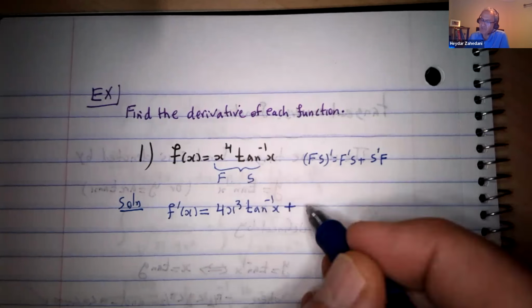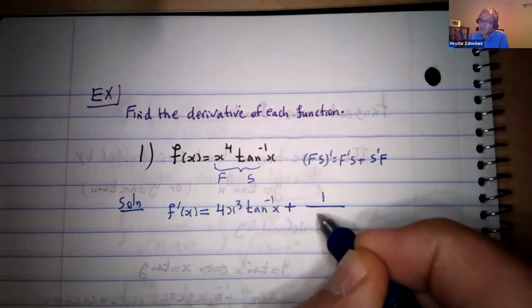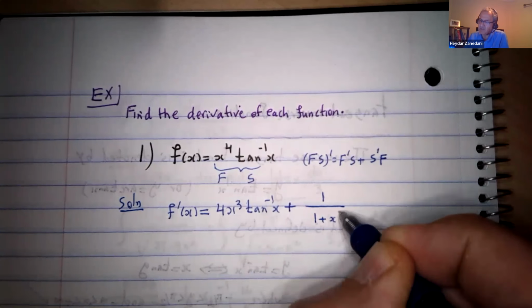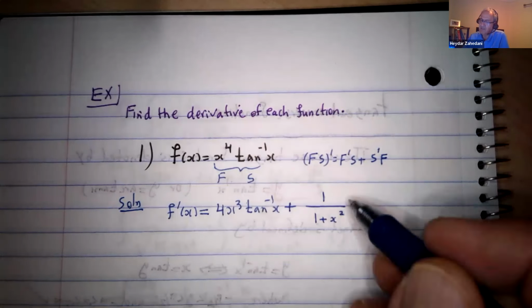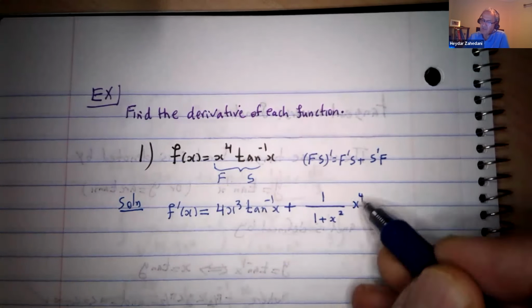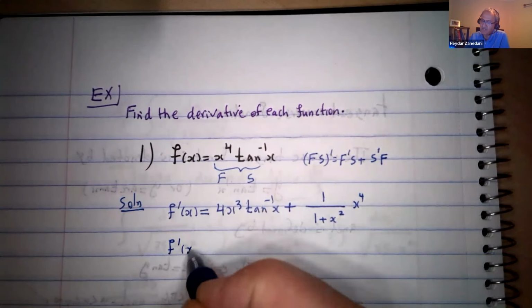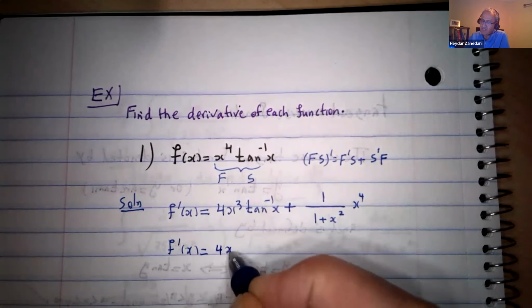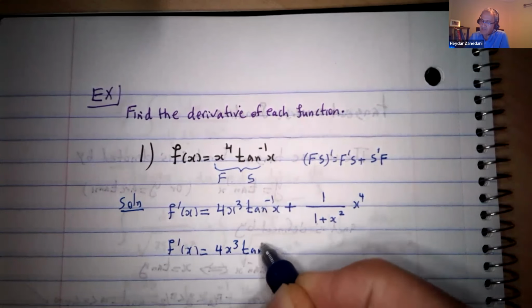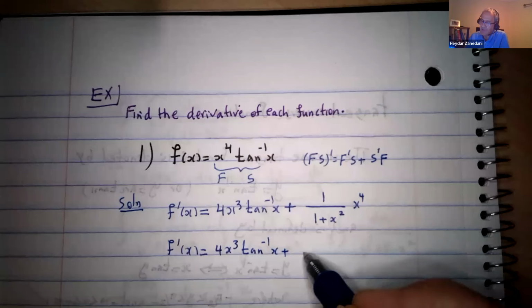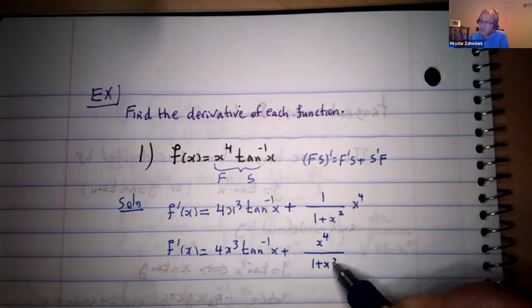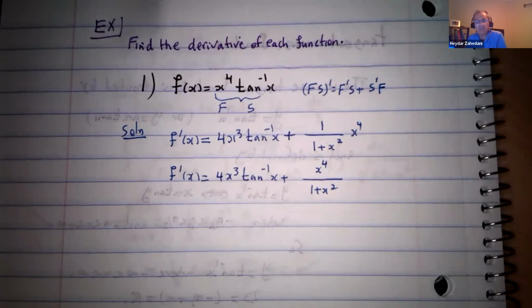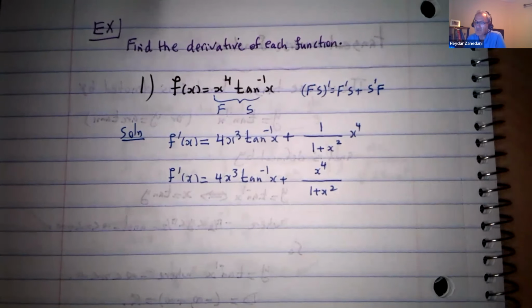Derivative of the tangent inverse is what? 1 over 1 plus x squared. That's the derivative of the second one, times it by the first one, times it by x to the 4th. Nothing to be simplified. So it's going to be f prime of x equal to 4x cubed tan inverse of x plus x to the 4th over 1 plus x squared. That would be the derivative of the function. You cannot simplify it. So that's the best you can do.